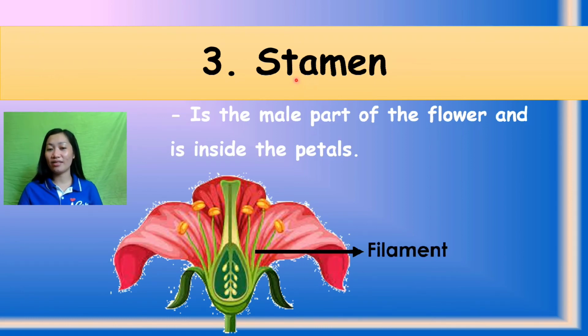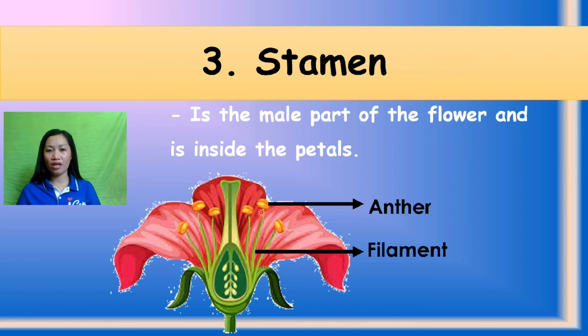So the stamen also has two parts. Again, we have the filament, this long one is the filament. And we have also the anther, which produces the pollen grains. So the pollen grains are here, in the anther. These two are called the stamen, or the male parts of the flower. Again, we have the filament and the anther, but all in all, it's called the stamen.